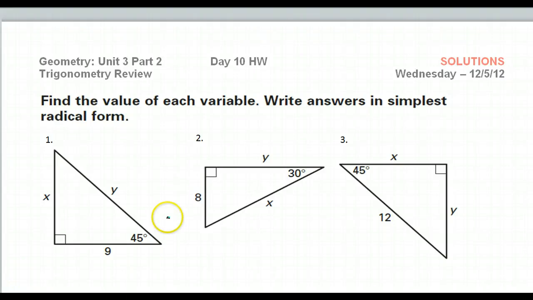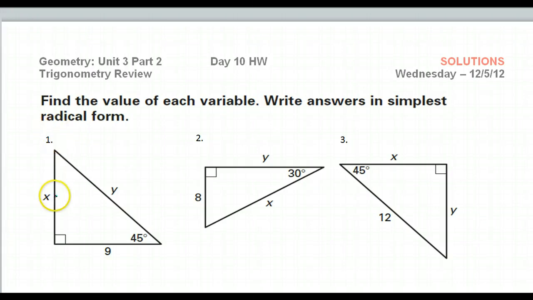This lesson is a review of right triangle trigonometry. We've learned about 45, 45, 90 triangles. We've learned about 30, 60, 90 triangles. And we've learned about tangent, sine, and cosine, and using all those things to find unknown angles and unknown sides of right triangles.